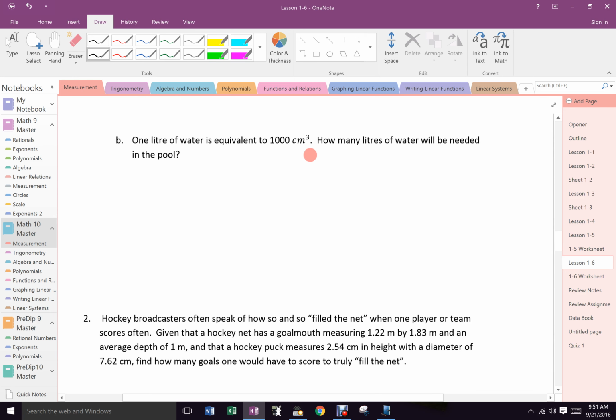This causes trouble for people. How do I do this question? 1 liter is 1,000 centimeters cubed, right? I have 344.25. That's how many meters cubed I have, right? But I have liters in centimeters cubed. So how do I do that question?